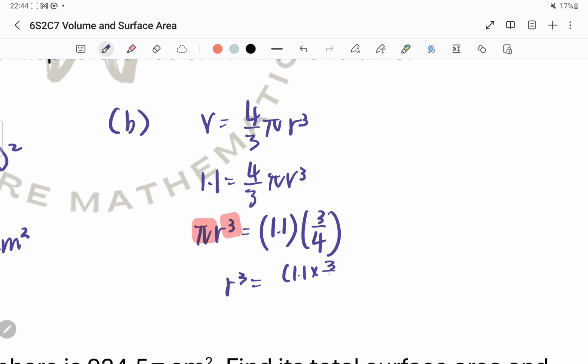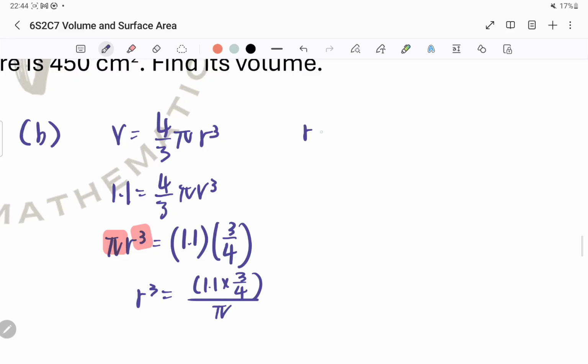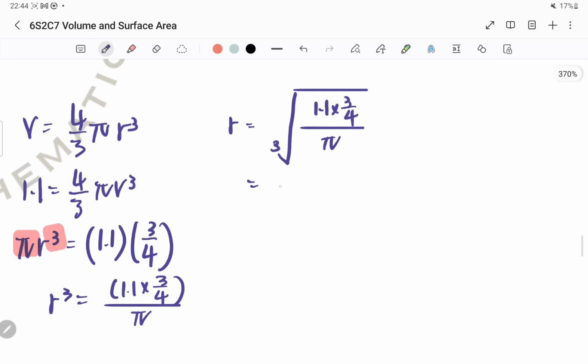1.1 multiply 3 over 4, divided by pi. Then continue, throw the cube first: cube root of 1.1 times 3 over 4 divided by pi. So only then put in your calculator. Put a fraction first: 1.1 multiply 3 over 4, then below the fraction you put pi. So just insert accordingly. You should get that your radius is 0.640 meter.